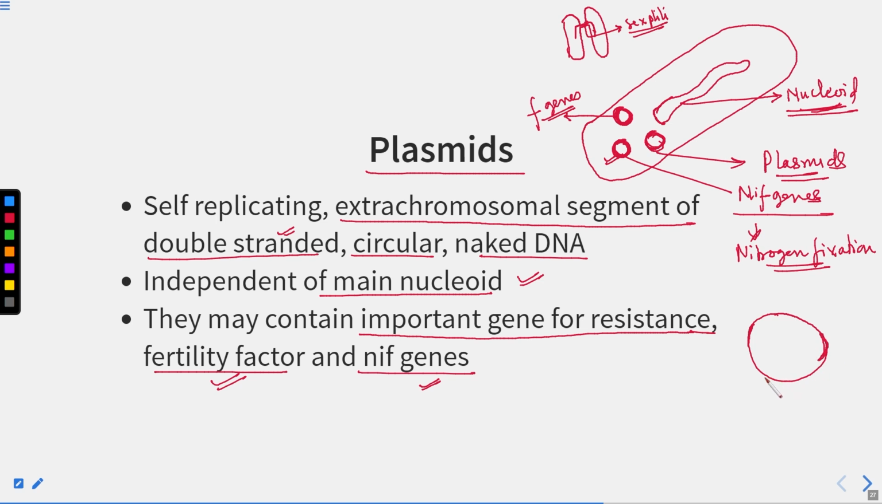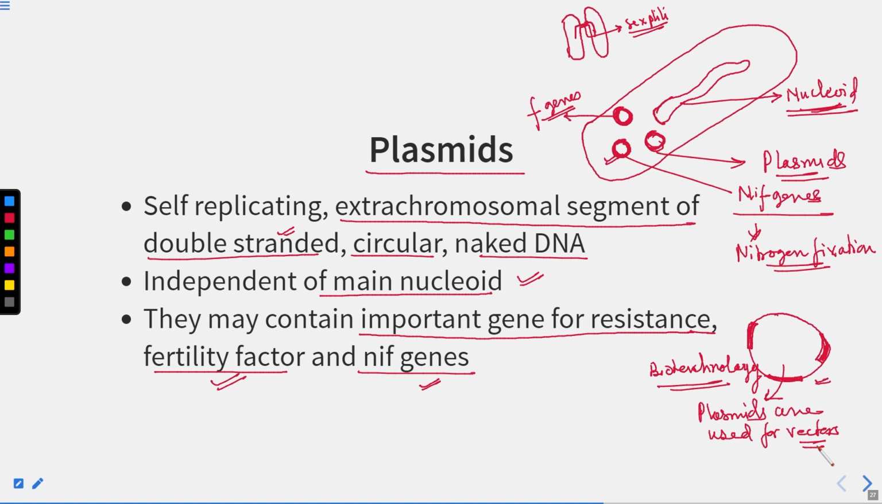So all these bacterial resistance genes, you can say antibiotic resistance genes, are present on the plasmid. That is very, very important with respect to biotechnology, because these plasmids are used for making vectors. Now these vectors are the vehicles that can incorporate the desired gene from one organism to another. So that we will study later.